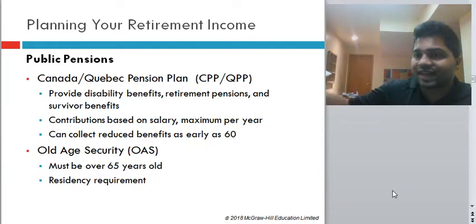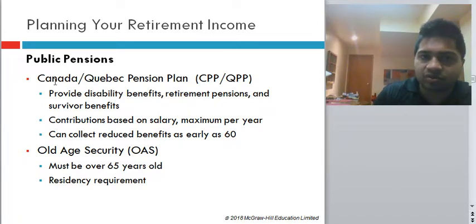Now there are certain helps that the government gives. So you may get public pensions. So Canada or Quebec Pension Plan, CPP or QPP. If you're staying in Quebec, you get QPP. If you're staying in all other provinces, you get CPP. It provides disability benefit, retirement pensions, and survivor benefits. It is contribution based. So when you are working, you contribute to CPP, generally around 4%, and when you retire, you get payments from it. There is a maximum per year contribution limit.